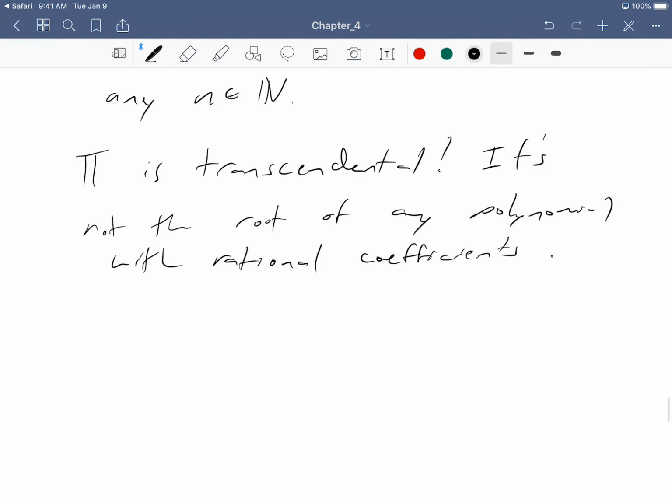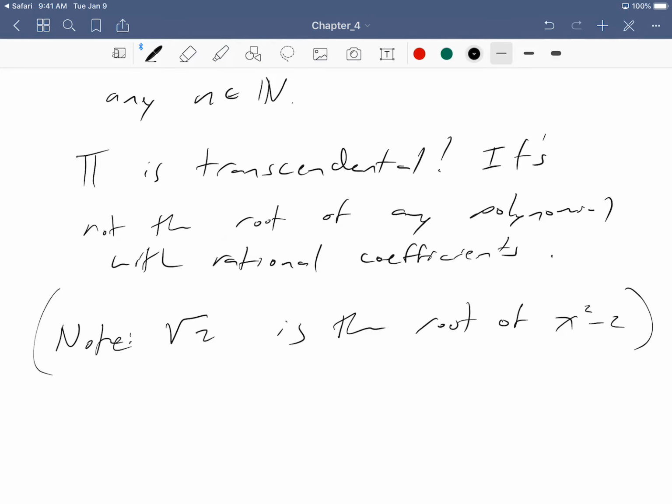And this is different from something like root 2. Root 2 is the root of x squared minus 2. And this is part of why we call this the square root of 2, because it's the root of a squared polynomial. That's one of the big distinguishing differences between something like root 2, which is irrational, and something like pi, which is also irrational, but even weirder than root 2.